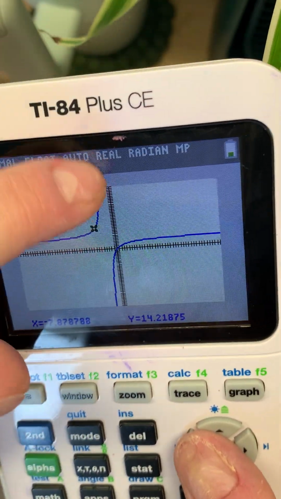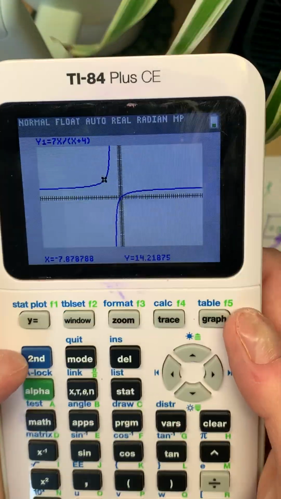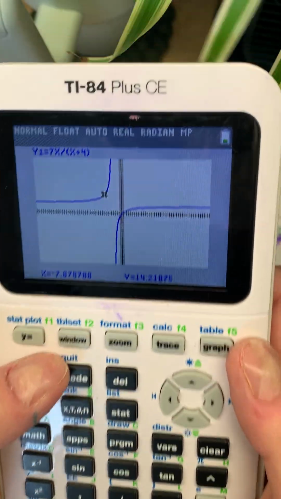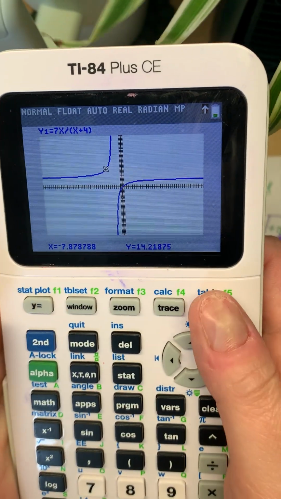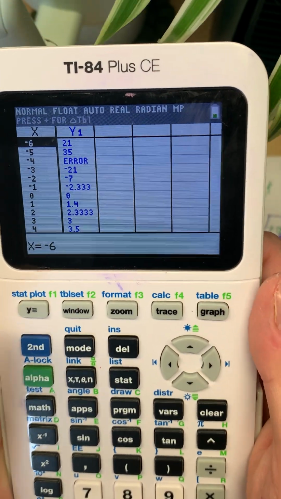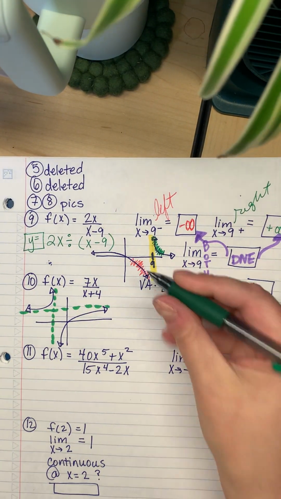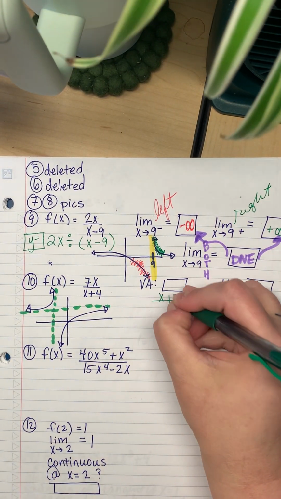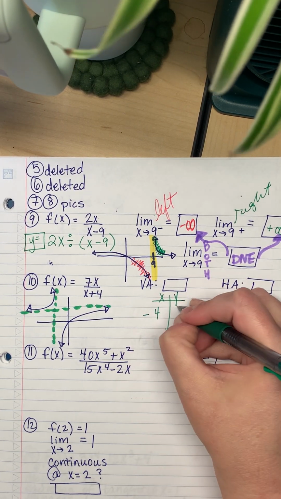Okay, so I want to know, what is that break? Well, we might be able to tell better from looking in our T-chart. Our vertical asymptote will have an error in my T-chart. So let's go to my table. I press second graph, and my vertical asymptote will have that error. And it does. So for my vertical asymptote, you can find it from the T-chart. It's whatever has the error.